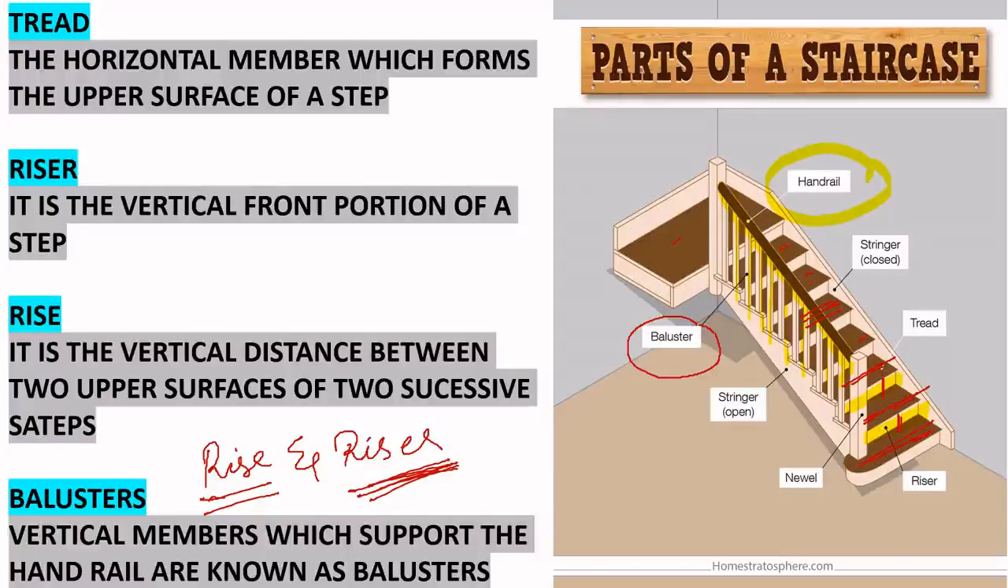So, the vertical members supporting this handrail to the steps. This is the handrail, these are steps. So, the vertical members joining the handrails and the steps are known as balusters.